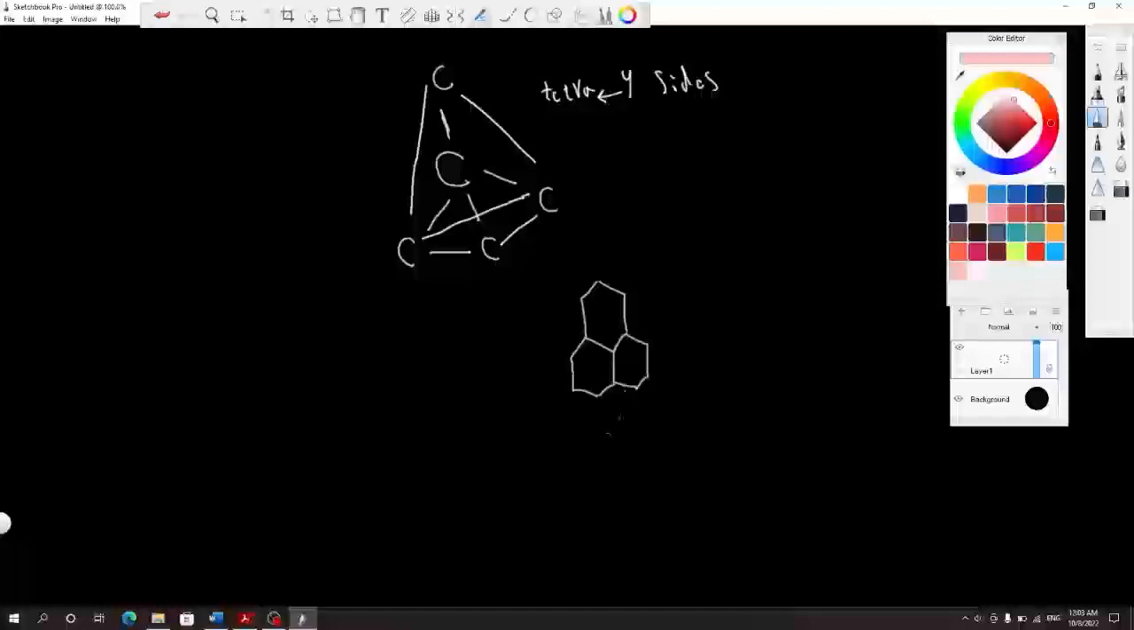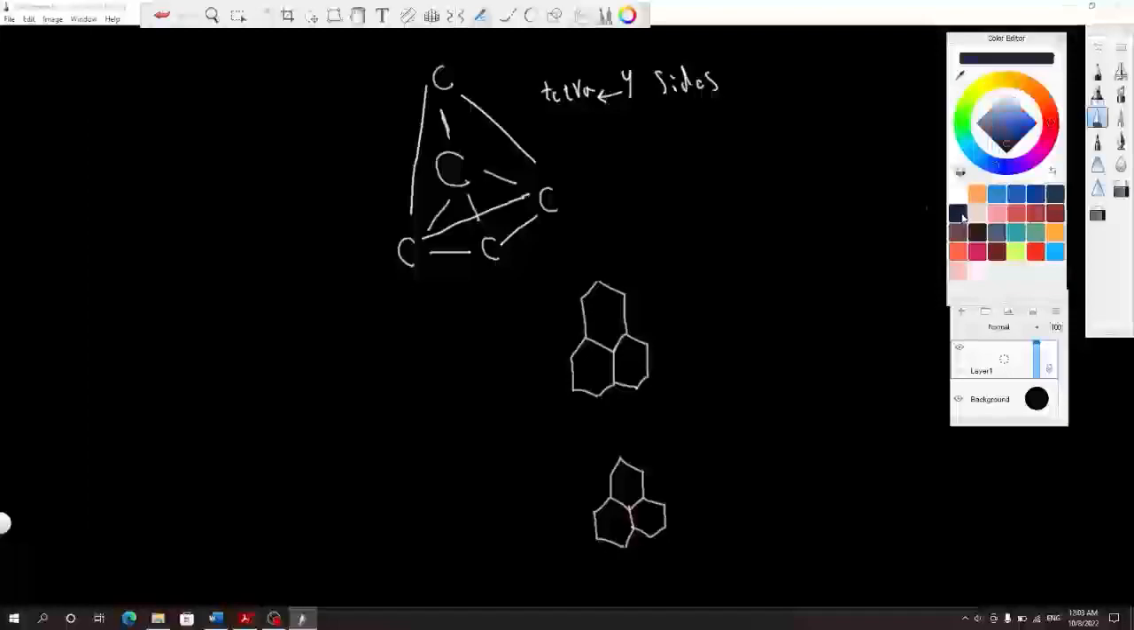Okay. Let's draw another hexagon below it. Why? Because we're talking layers here. In graphite, we're talking layers. So that's one. Another hexagon. And the final one. Okay.